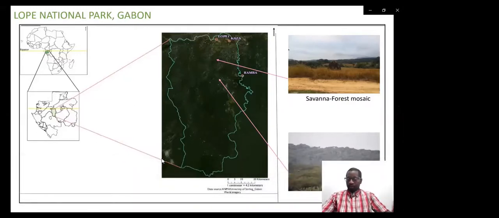Besides this diversity of habitat, the park is also recognized for its population of forest elephant, mandrill and different other wildlife. The park is also home to villages or settlements of different local communities. And here you have different villages, among other ones that I didn't map here.